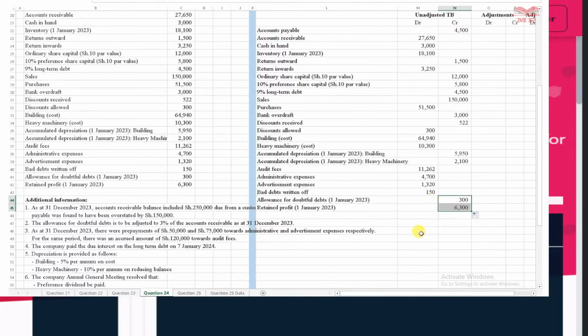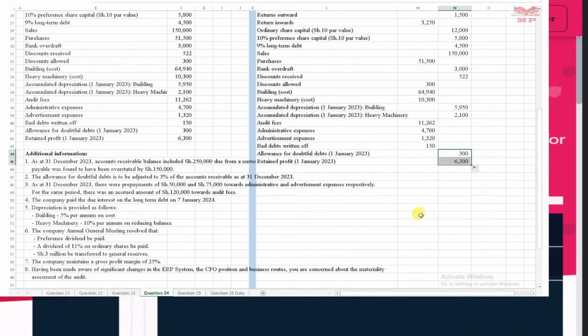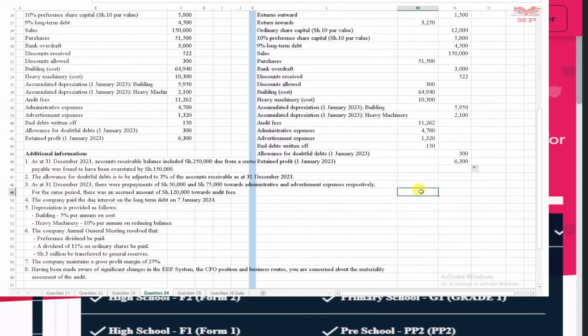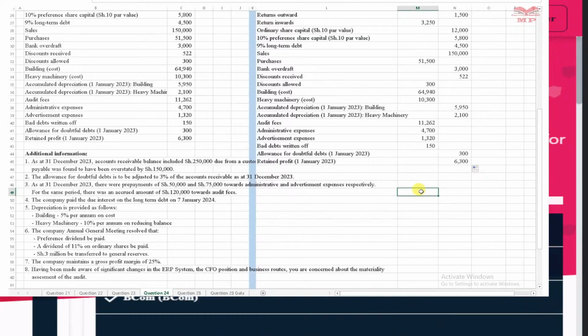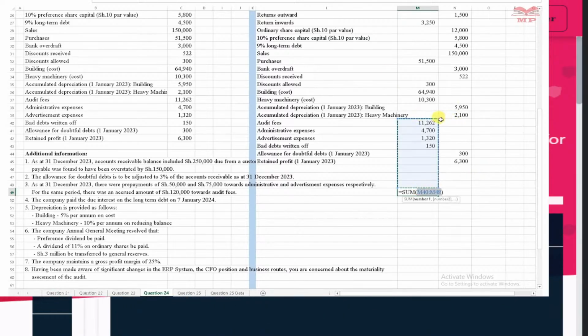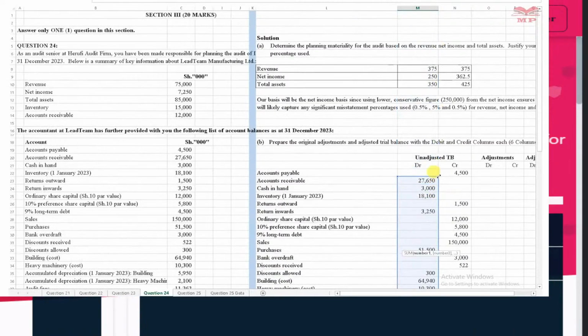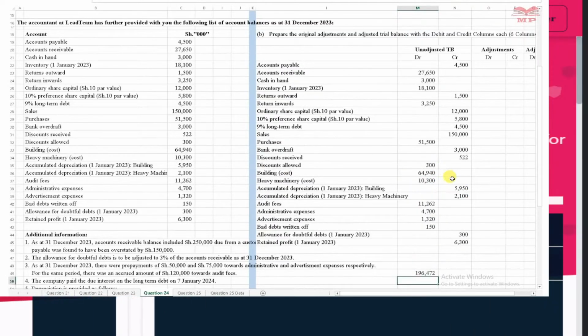So let me get the balancing figure right over here. So I can just come right down here. Sum, Alt equals. I want to go all the way up right there.